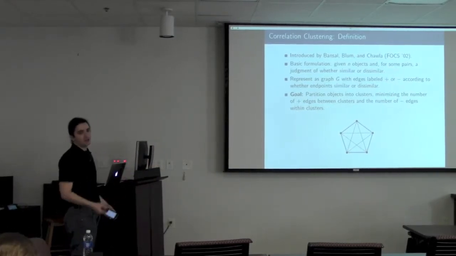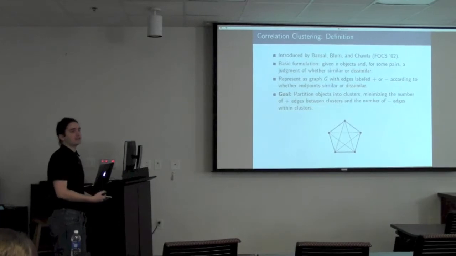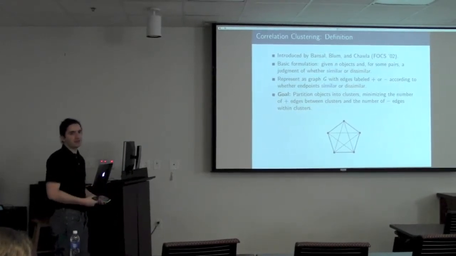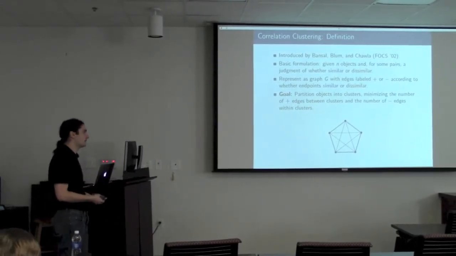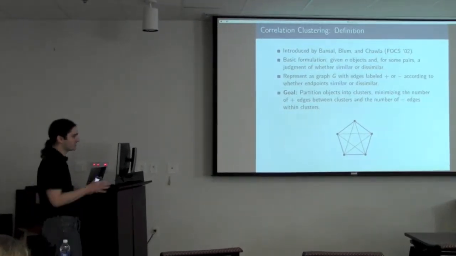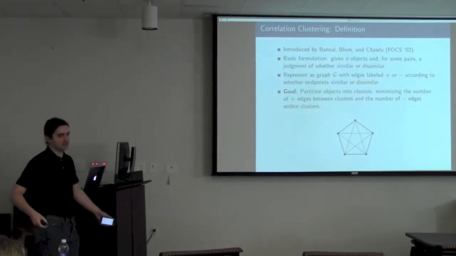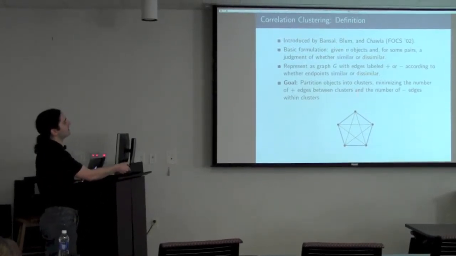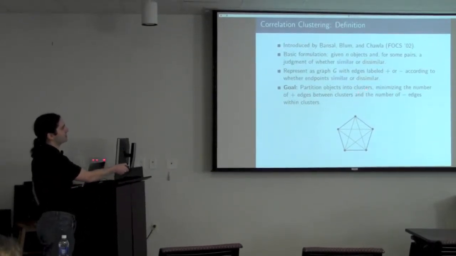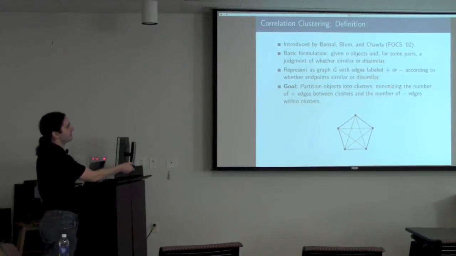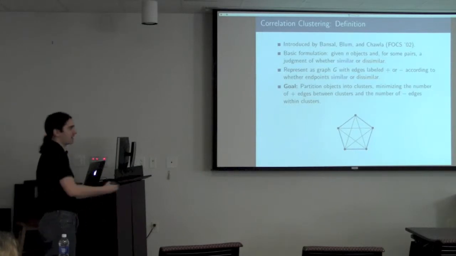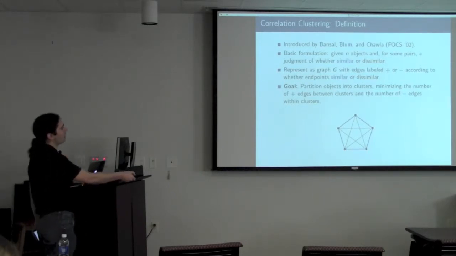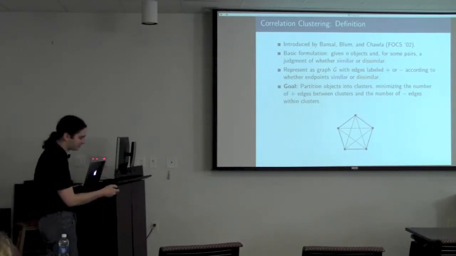And of course, the problem is these judgments don't need to be mutually consistent. It might be that there is no single way to just put all the similar things together and all the dissimilar things apart. You'll have to make some mistakes. And so our goal is to partition the objects into clusters, and we want to minimize the number of plus edges that go between clusters, because those are things that want to be together but they're not, or the minus edges within clusters because they don't want to be together but they are.